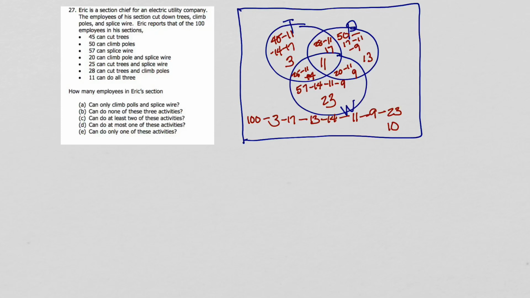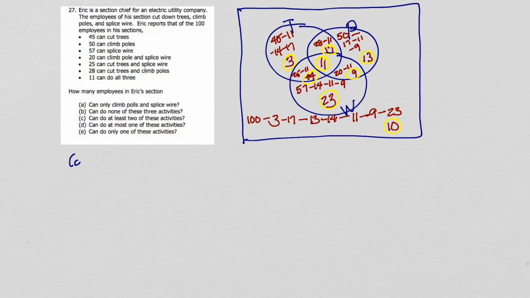So let me just circle these so I can see what we have here. We've got 11 in here. Those can do all three. We've got 3 here, 17 here, 13 in that group, 14 over here, 9 there, 23 here, and 10 out here. Now, let's try to answer some of these questions.